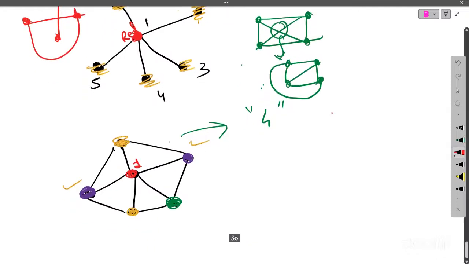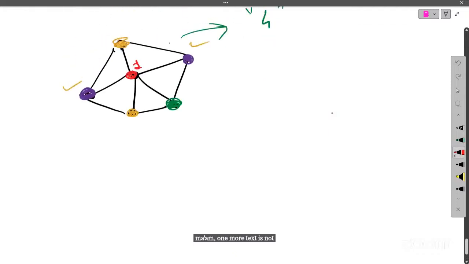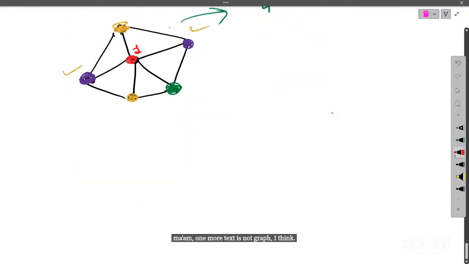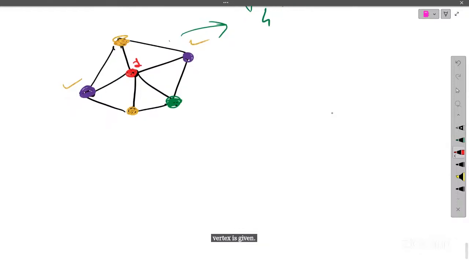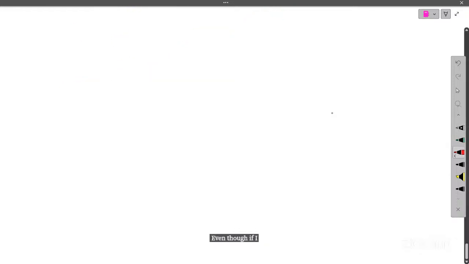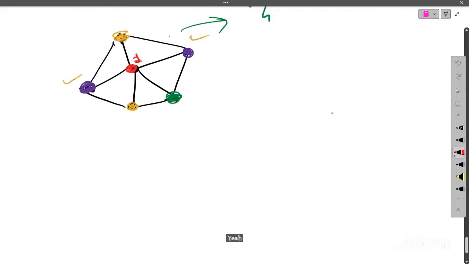Ma'am, one vertex is not a graph, I think. Yes, ma'am. No, one vertex is a graph. Even if I say now the screen is blank, it is also a graph. Because there is no vertex, there is no edge, but still it is a graph. And this graph is known as a null graph. There is no vertex, no edges, blank. That's a null graph.